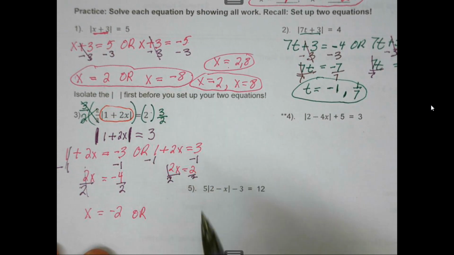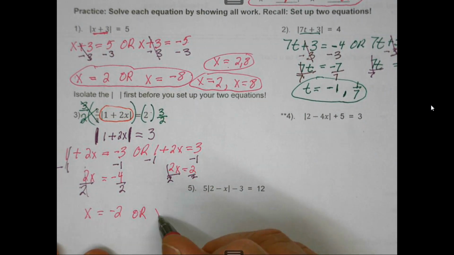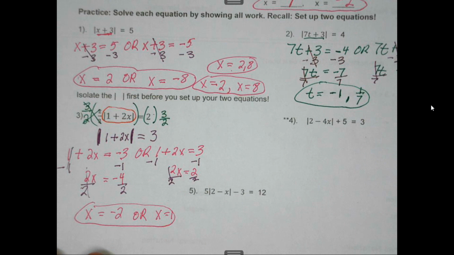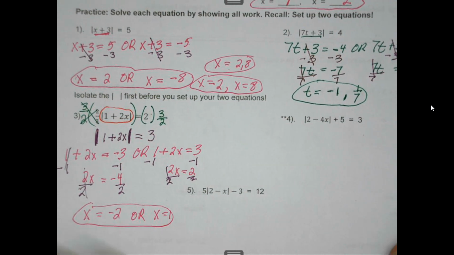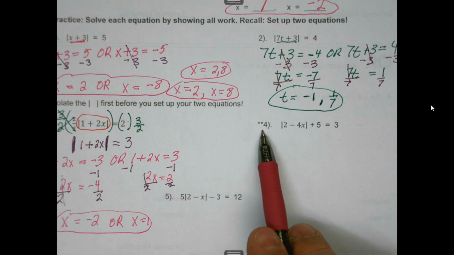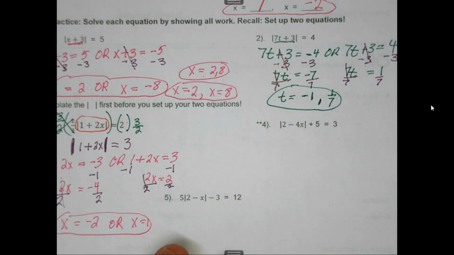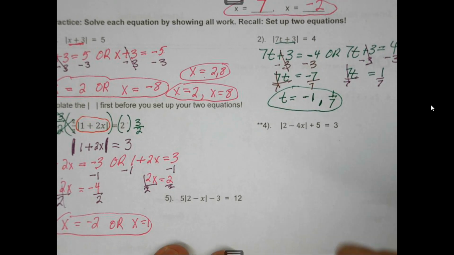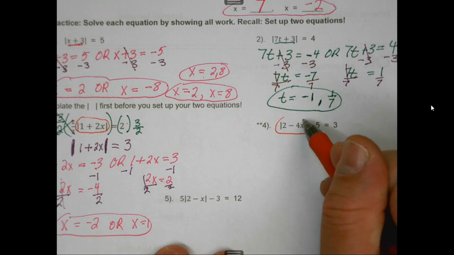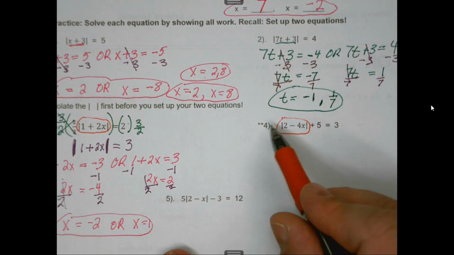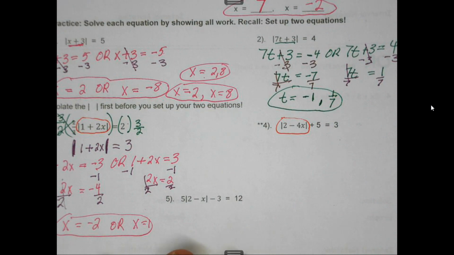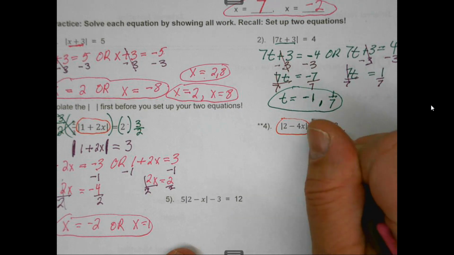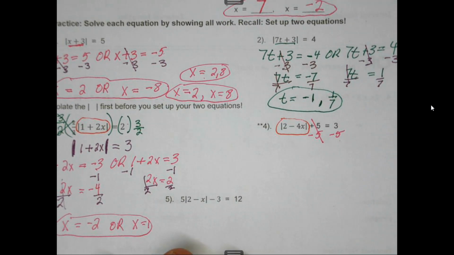Number 4, again, we got some stars there, so I'm going to assume something is different here. First of all, we have to isolate the absolute value bars by its term by itself. That might even be the stars, I don't know. So I'm going to subtract 5 from each side first. So I have the absolute value of 2 minus 4x equals 3 minus 5 is negative 2.